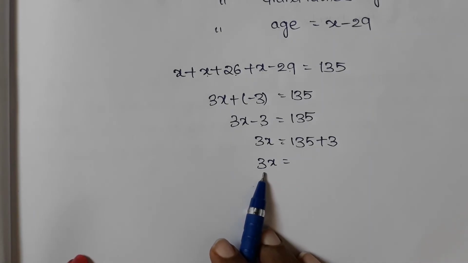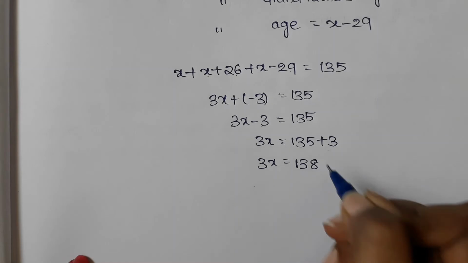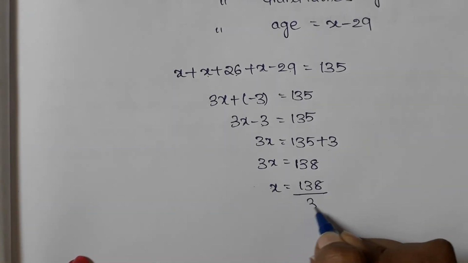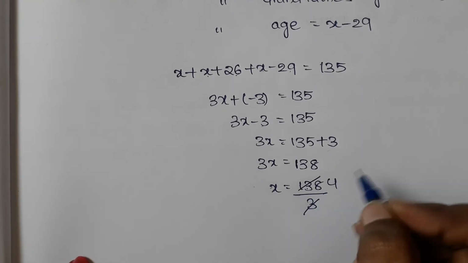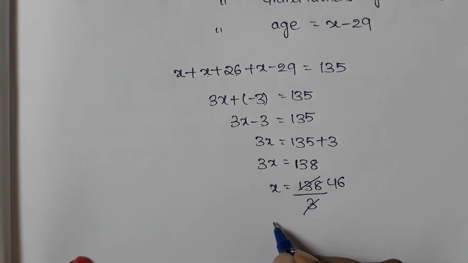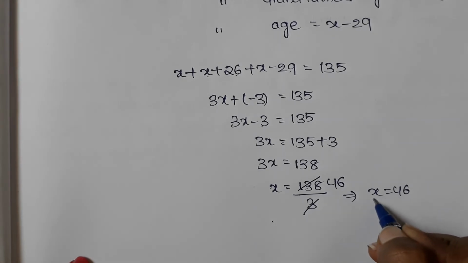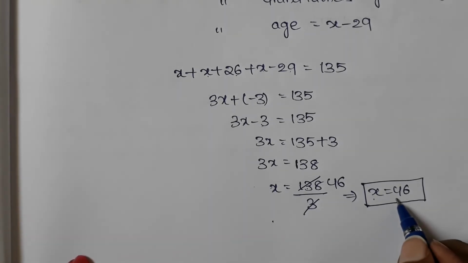3x equals 135 plus 3, 138. Now x equals 138 divided by 3. 3 ones are 3, 3 fours are 12, 1 is the carry, and 3 sixes are 18. And now that implies x equals 46. Here x is Baicheng's father's age, and now Baicheng's father's age is 46. According to the father's age, we should find Baicheng's grandfather's age and his age. Now let us see that.